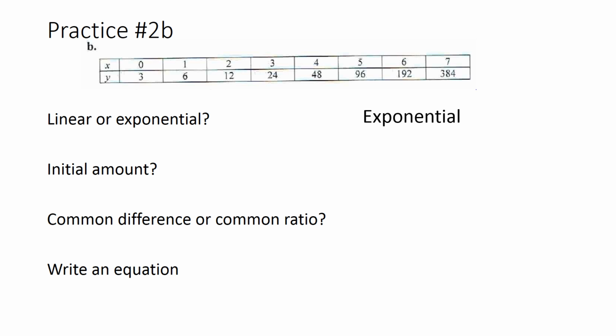The initial amount, again, is what is at x equals 0. So at x equals 0, I started with 3. And as I said before, my common ratio is 2 because I'm multiplying by 2 each time. So my equation is y equals 3 times 2 to the x. 3 is the initial amount and 2 is my common ratio.